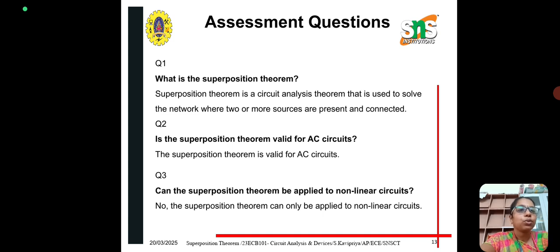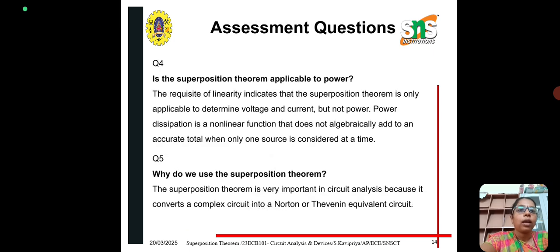And next, what is the superposition theorem? The superposition theorem is used to solve a network which has more than one source present at that time. Is the superposition valid for AC circuits? Yes, the superposition is valid for AC circuits. Can superposition apply to nonlinear circuits? No, the superposition cannot be applied to nonlinear circuits. Is the superposition theorem applicable to power? No, it is not applicable to power because power is a nonlinear quantity. And why do we use the superposition theorem? Because to analyze a complex circuit which has more than one source, we go for the superposition theorem.